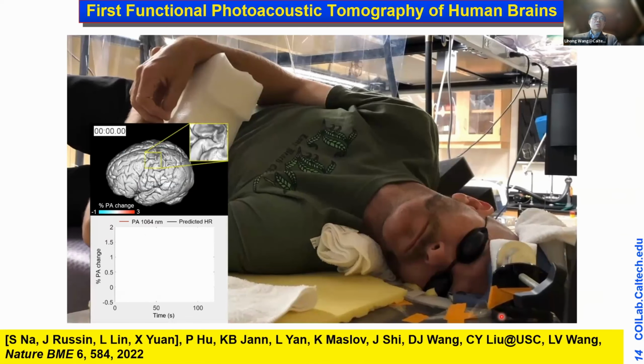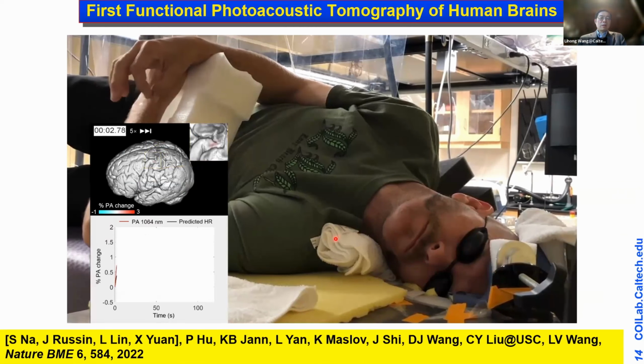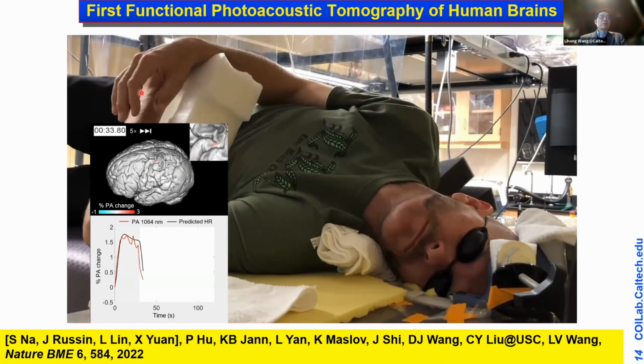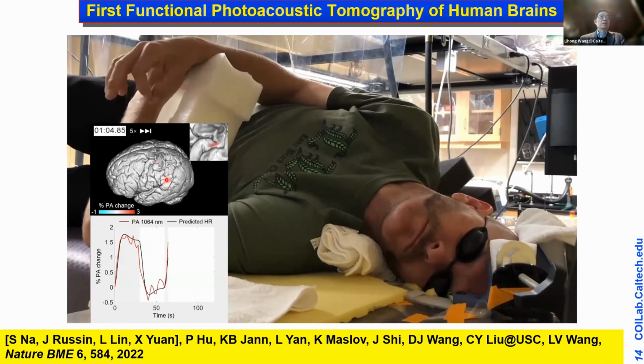This is the first functional photoacoustic 3D image of the human brain. We started with a hemianatomy human subject. When we ask the human subject to tap his fingers, you can see the brain activation. You see the detailed signal here, but you can see the color showing the brain activation.